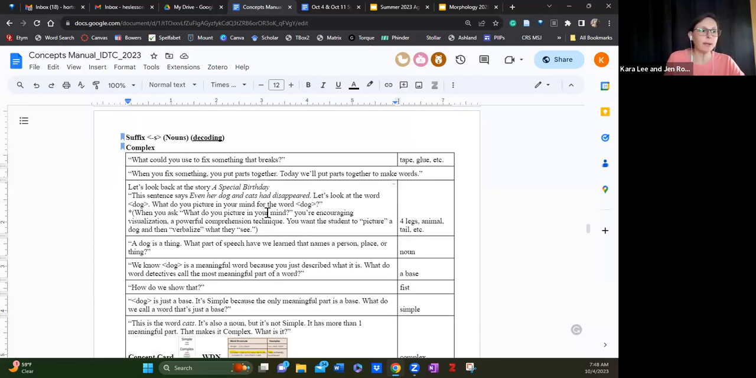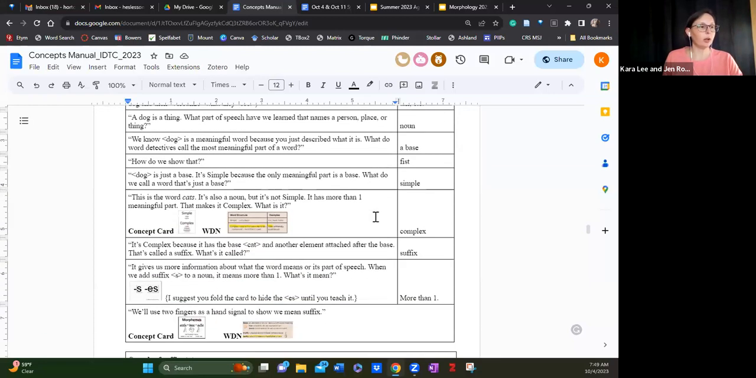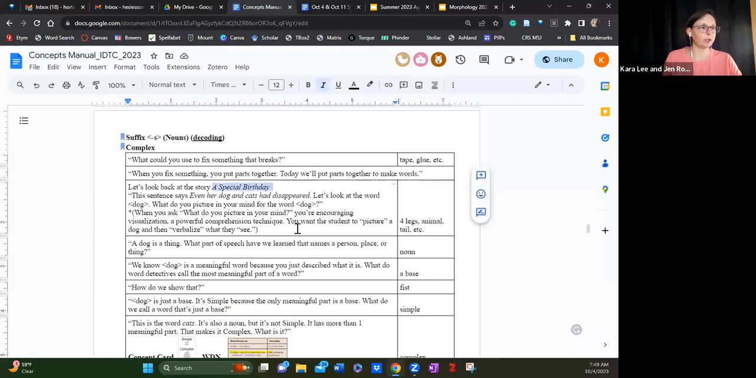Thankfully, you've already talked about what a base is with your student. That's been established. You've also talked about what a simple word is with your student. So you've laid that foundation, and now you're adding on this layer of complexity, for lack of a better word, about the language. And it's just one more thing that has to be considered when we are, for example, decoding a word that we don't know how to read. So this whole thing here walks you through all of that. Again, remember, it's using that story called A Special Birthday.